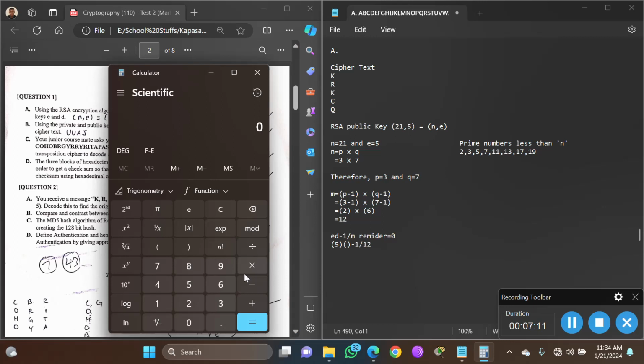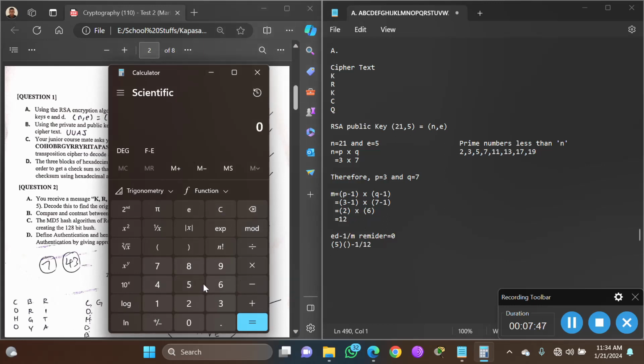So we have 5 times, so if I put 2 from that list of prime numbers to represent D, it will be 10. Then we have a minus 1, which is 9. Then we need to divide by 12. Once we divide by 12, we can see that this is not a whole number and it's not a remainder of 0. So D is not 2. So we skip, we go to 3.